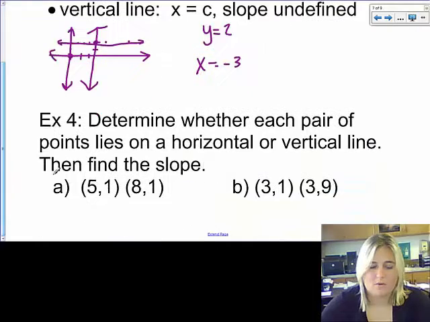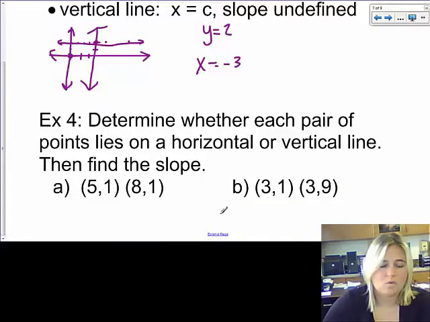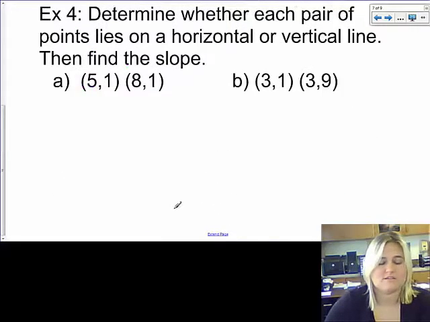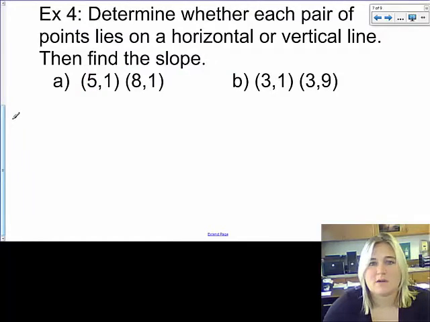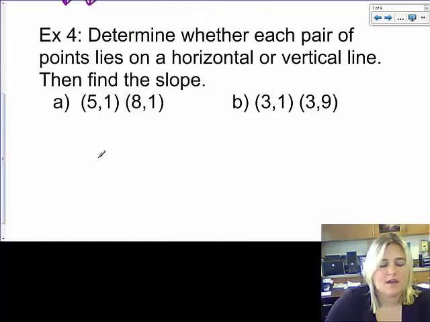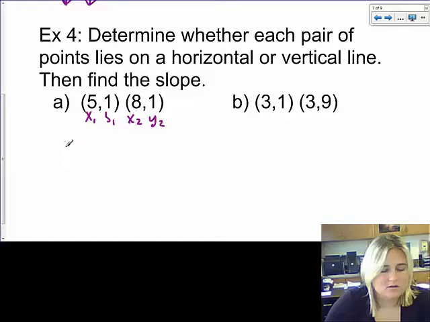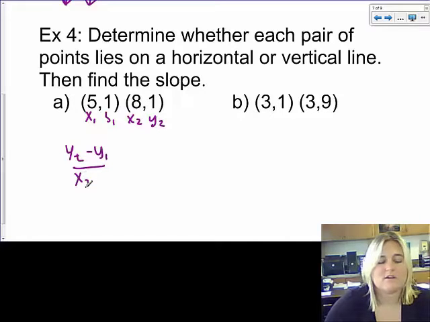Number 4, it says determine whether each pair of points lies on a horizontal or a vertical line, then find the slope. So we're going to start doing this just by finding the slope. So I have x sub 1, y sub 1, x sub 2, y sub 2. So I have y sub 2 minus y sub 1 over x sub 2 minus x sub 1. It's very important that you go ahead and just label these so you don't make a mistake.